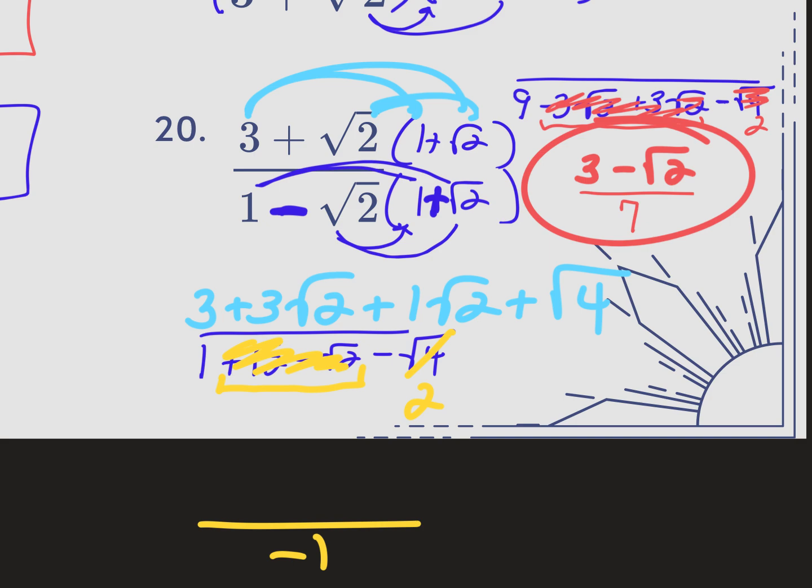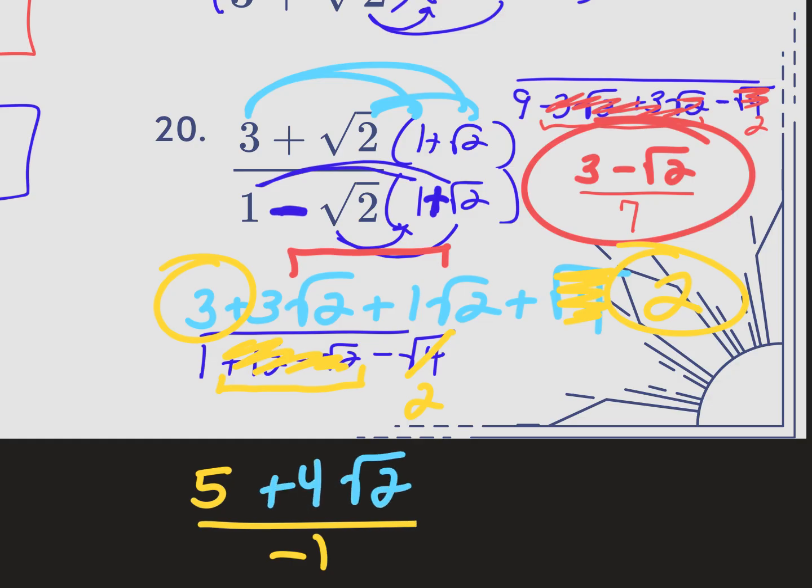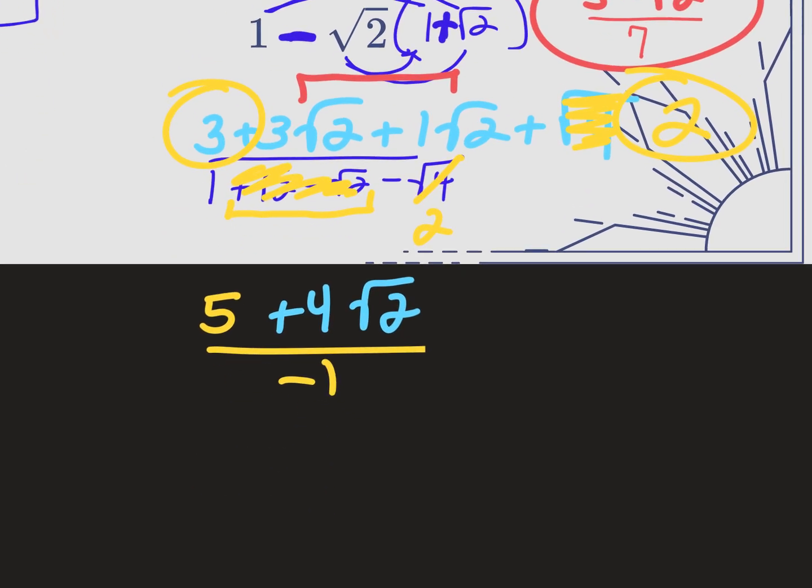So now, guys, what is the square root of 4? 2. So what can you add on top? The 3 plus 2, which gives you 5. Good. And then I have 3 square roots of 2, and I'm going to add 1 more to it. So that gives me plus 4 square root of 2. Can I add those two together? No, I can't because they don't both have a square root of 2. You can leave your answer just like that.